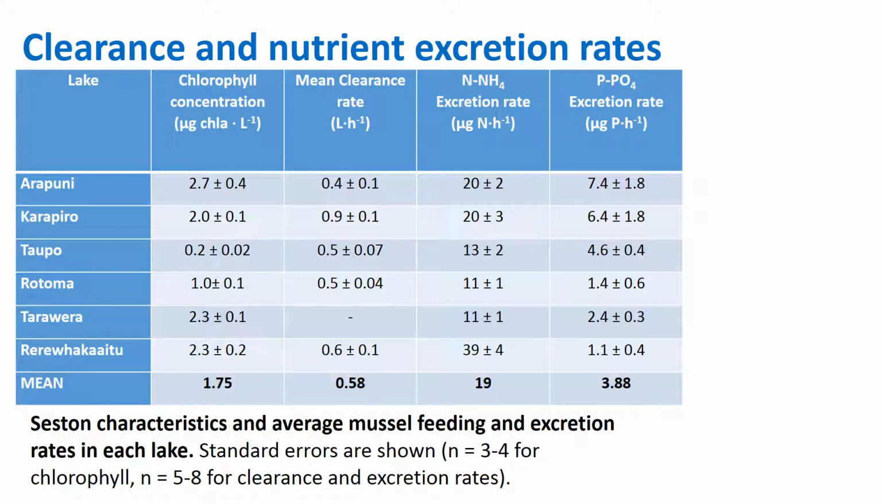And if we just look at these mean values here, these are the means of all lakes. You can see that on average mussels were clearing around 0.6 litres per hour from the water and excreting around 19 micrograms of ammonia per hour and around 3.88 micrograms of phosphorus per hour. So potentially when mussel beds are particularly dense, they could play a significant role in nearshore nutrient budgets, and it's the nearshore environments where a lot of these mussels tend to occur.